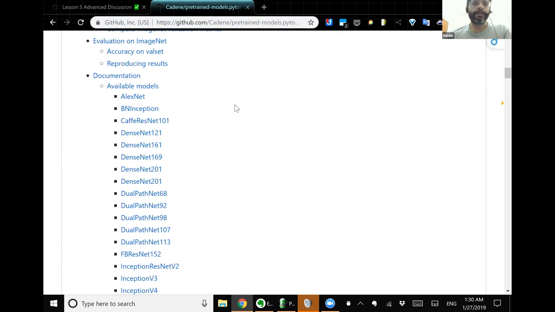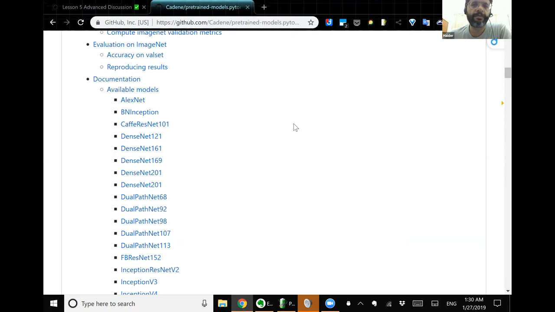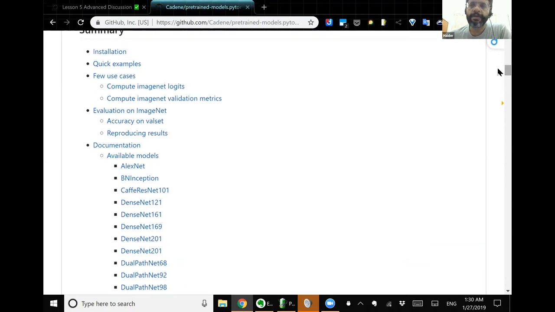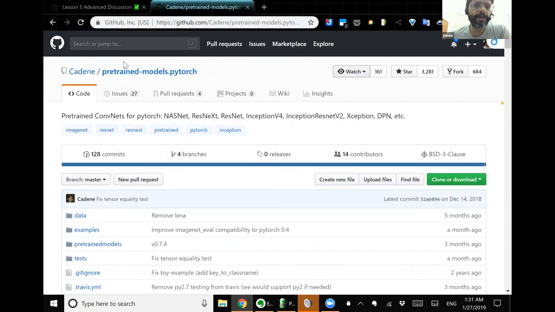In the Kaggle competitions, I saw that there are a few users using Fast.ai with models that are not available in our framework. Basically, they are importing pre-trained models from other resources. This is a famous resource here. It has around 40 to 50 pre-trained models in PyTorch.